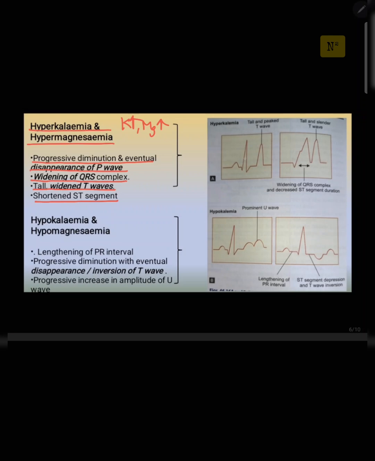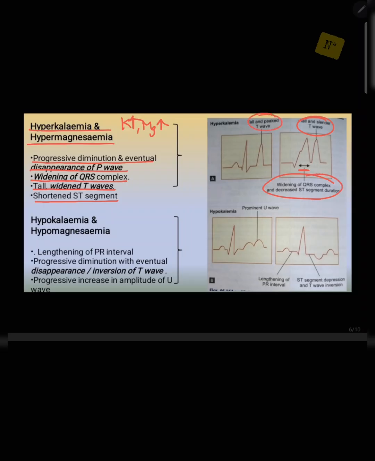So you can see there is widening of the QRS complex, as well as the ST segment is decreasing and shortened, and there will be tall and slender T waves. Widening of the QRS complex will be the visible feature.